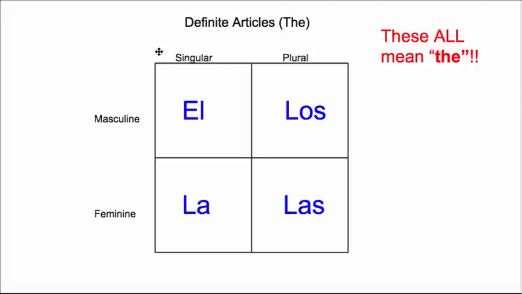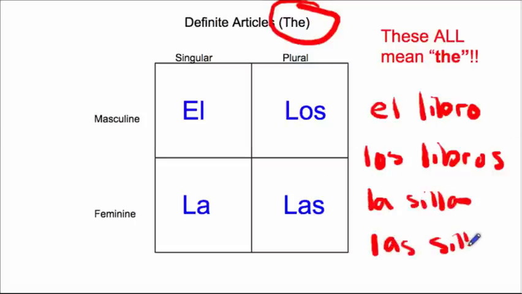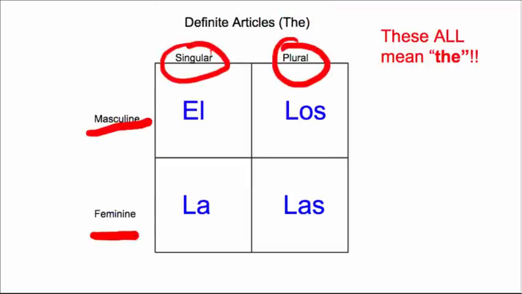Alright, if we look at our definite articles, in English we have one, it's the, and in Spanish we have four: el, la, los, and las. All of these mean the, okay? El libro, the book, los libros, the books. La silla, the chair. Las sillas, the chairs. Okay, all of these mean the. It just changes based on whether it's masculine, feminine, singular, or plural.